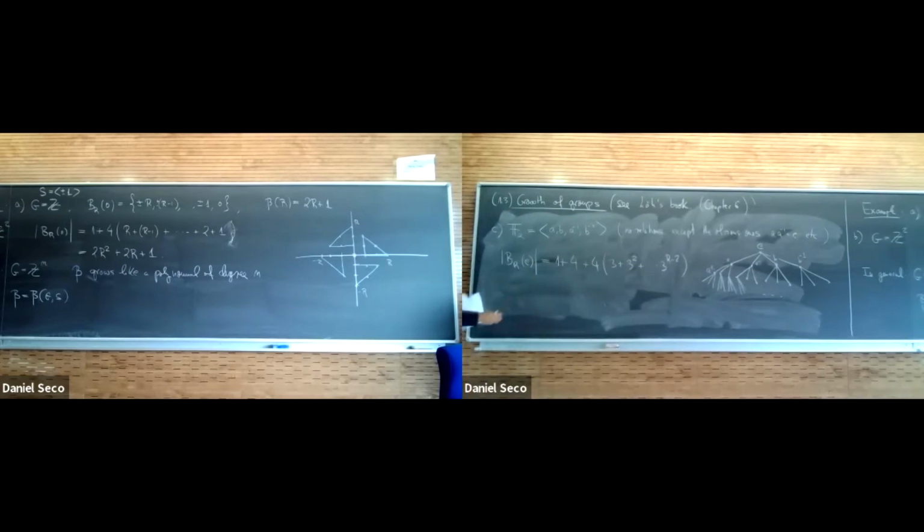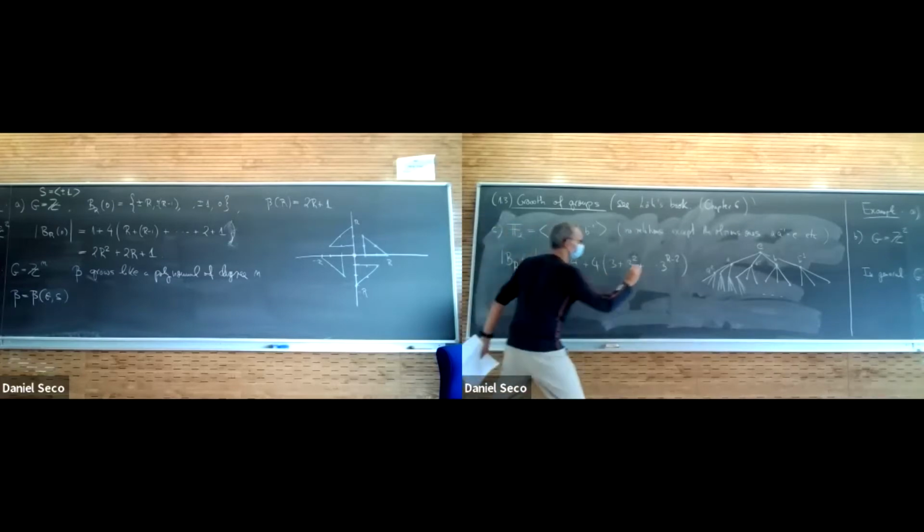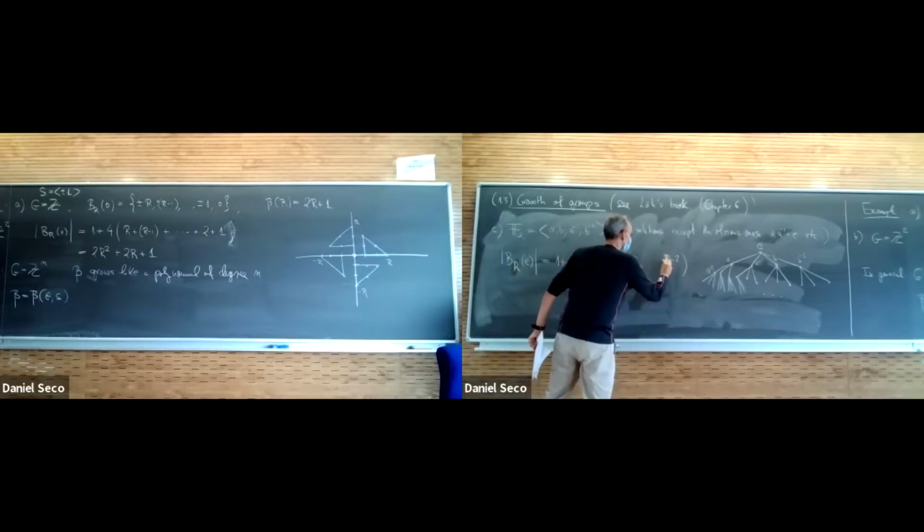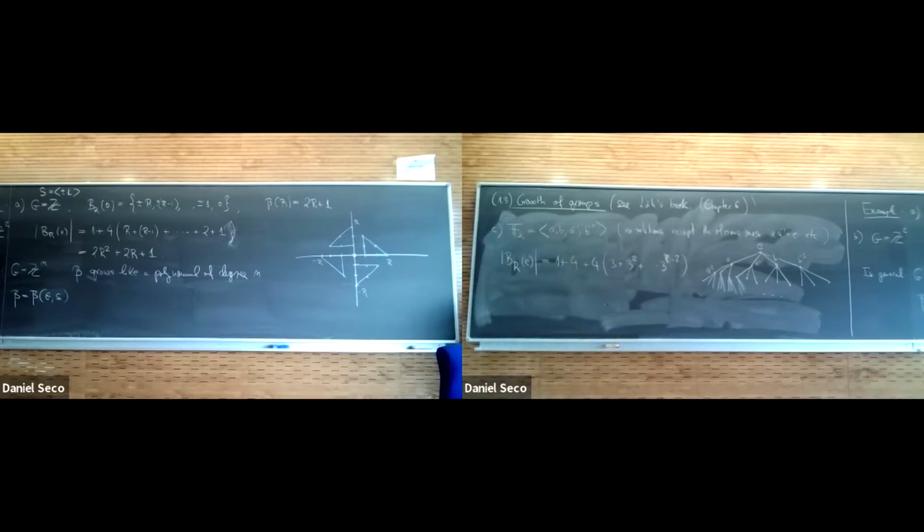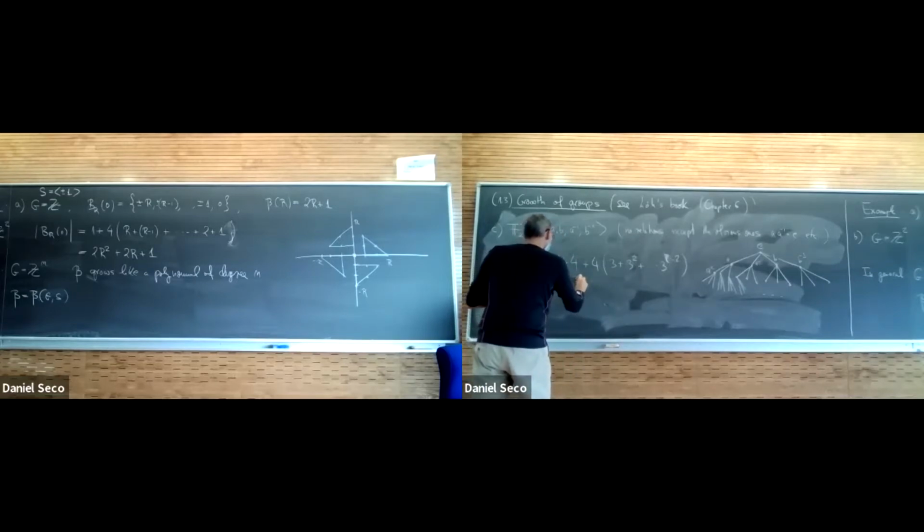And now think again that the variable, let me put it in yellow, the variable is the radius. Okay. And so altogether, if you sum this geometric progression, you get 2 times 3 to the r minus 1. So it's exponential.